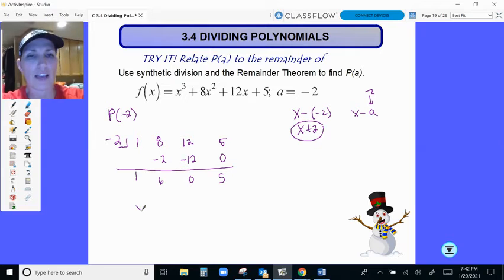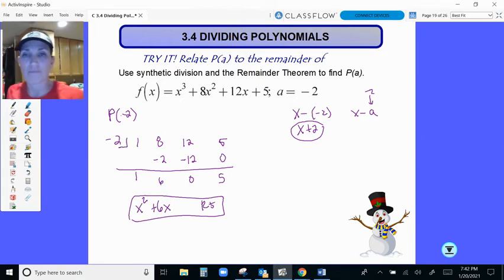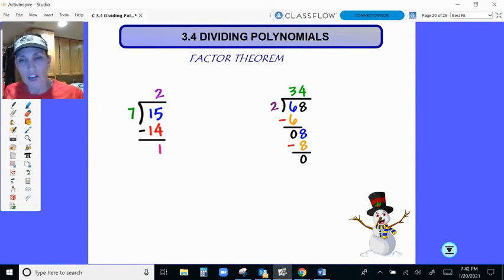So this is going to be x squared plus 6x plus 0. We're not going to put anything there. We just have a remainder of 5. Okay. And that's it. So that is the remainder theorem. So the one last thing we're going to talk about today is called the factor theorem.